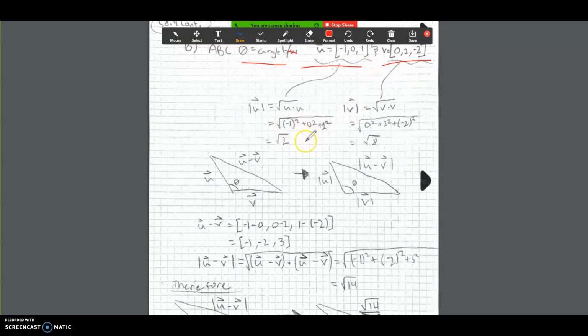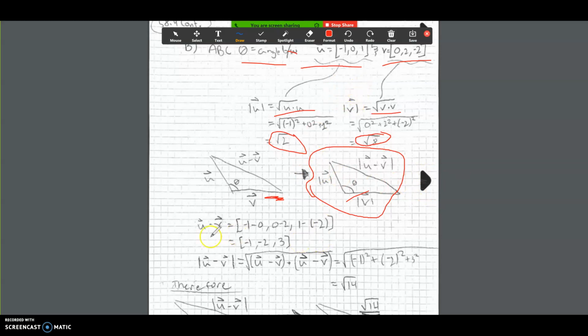And then I whittled it down. I substituted these values with u and v, and whittled it down to root 2 and root 8 for u and v. I created a small triangle right here. There's vector u and vector v as the small legs, and vector u minus vector v for the hypotenuse. I translated that into this handy dandy triangle right here.